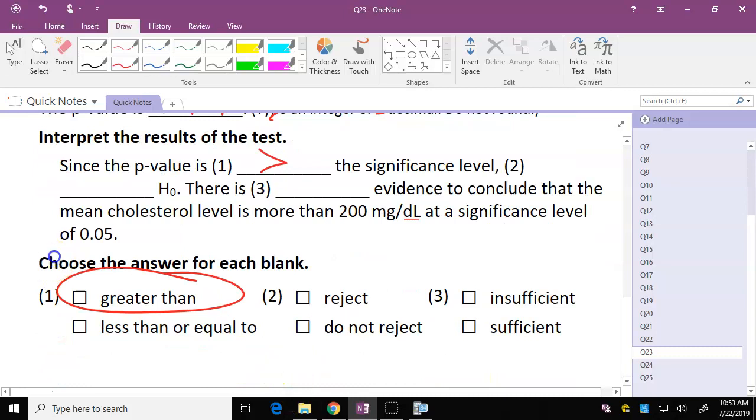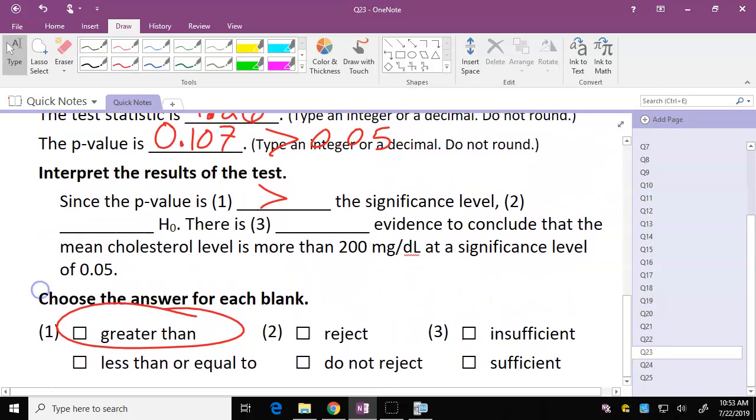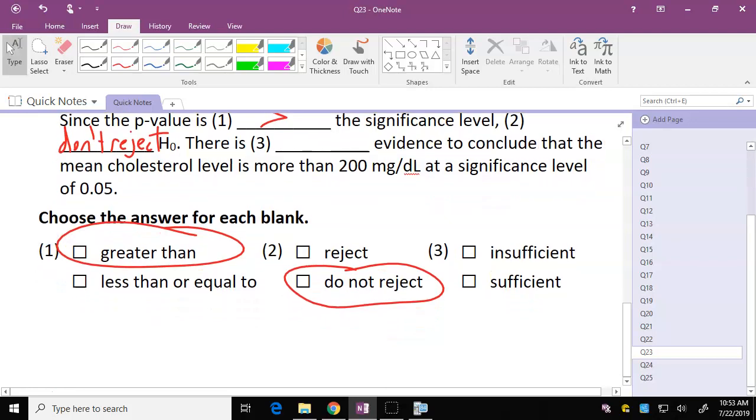Okay? Blank the null hypothesis. Reject or do not reject? Do not reject. There is blank evidence to conclude that mean cholesterol is more than 200 milligrams per deciliter at a significance level of 0.05. Insufficient or sufficient? Insufficient. Because we didn't reject it. It's not enough evidence.